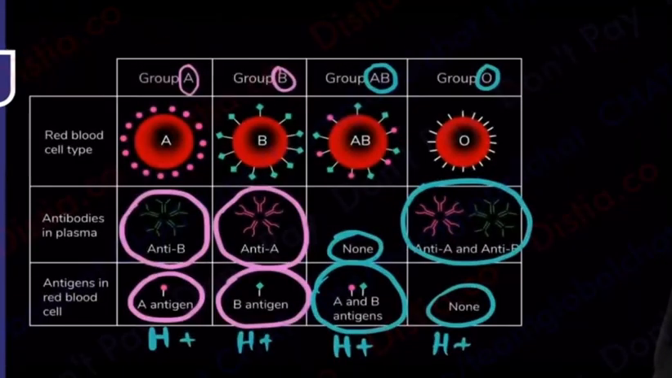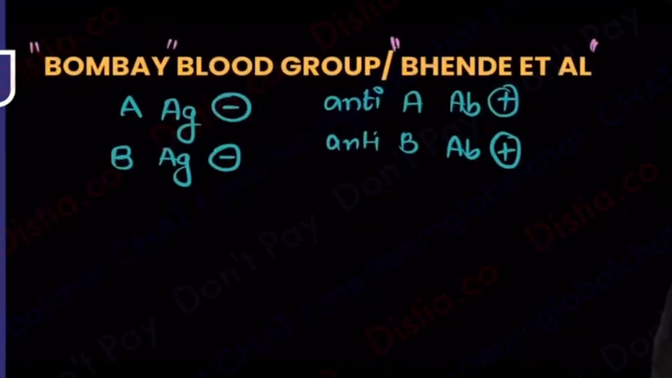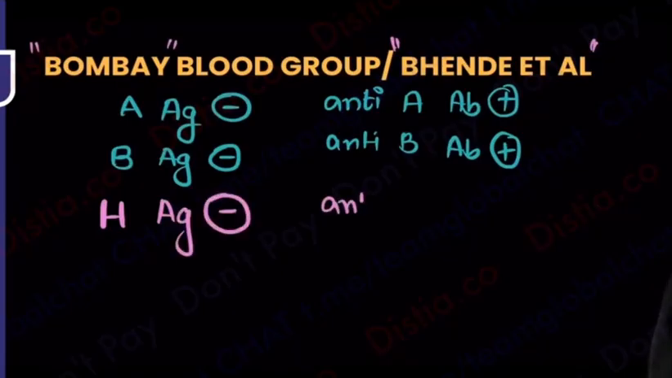Because O blood group people at least had H antigen. Na? H तो is there in all. Bombay blood group people don't even have the H antigen. That is what is different. H antigen is not there. This means there is going to be anti-H antibodies present.